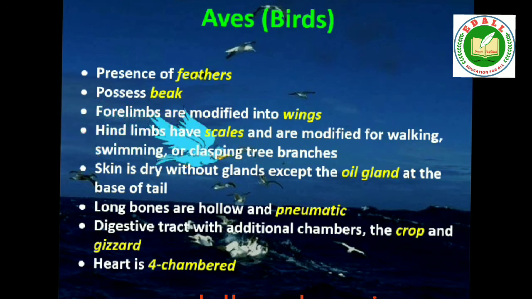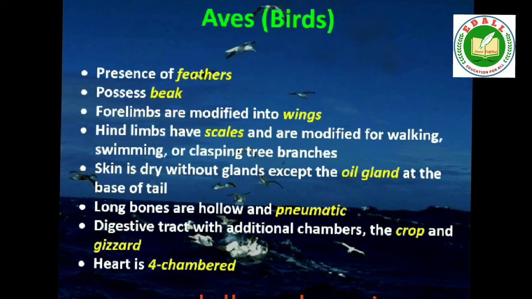Sixth is class Aves. The characteristic features of Aves, birds, are the presence of feathers, and most of them can fly except flightless birds, for example, ostrich. They possess beak. The forelimbs are modified into wings. The hind limbs generally have scales and are modified for walking, swimming or clasping the tree branches. Skin is dry without glands except the oil gland at the base of the tail. Endoskeleton is fully ossified, bony, and the long bones are hollow with their cavities pneumatic.